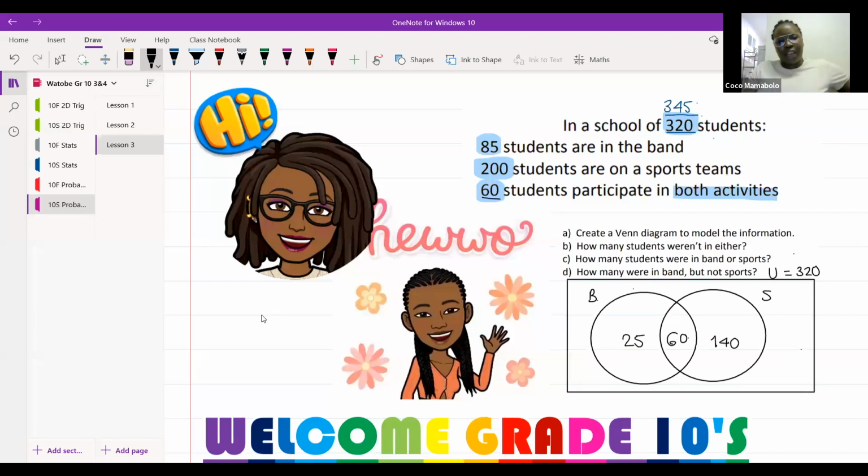Tiana, what do we know about the other kids? The other kids don't do any sports, so they like the correct. They don't play sport. Correct. They're on the outside and they don't play sport or are in band, right? So how do we figure out that number? So we say 320 minus 140 minus 60 minus 25, which gives us 95. 95. Beautiful. Okay, good.